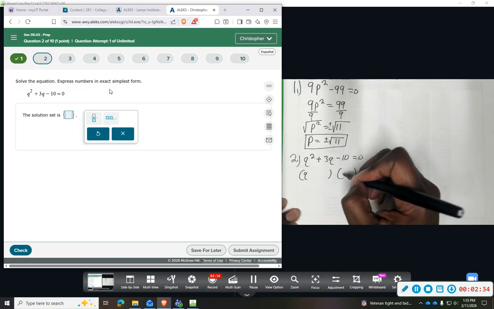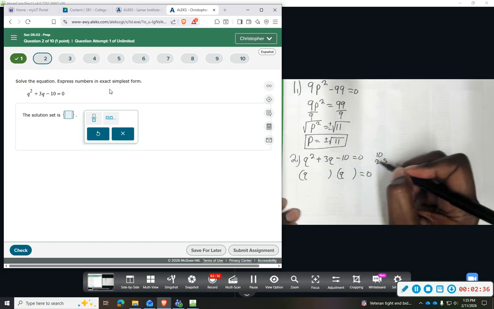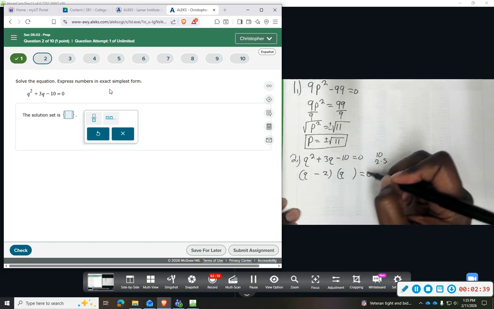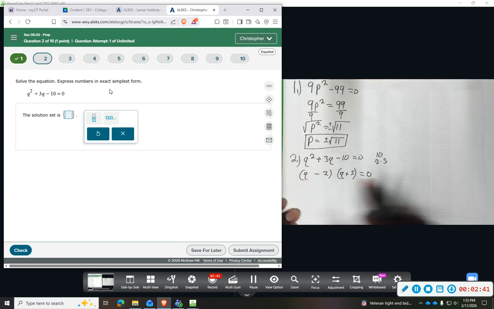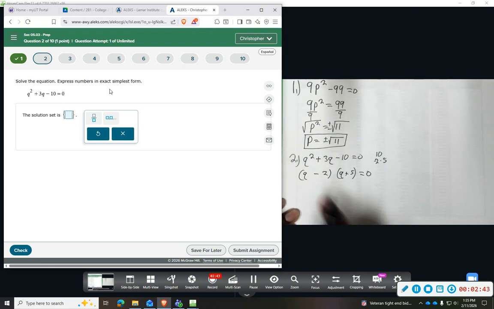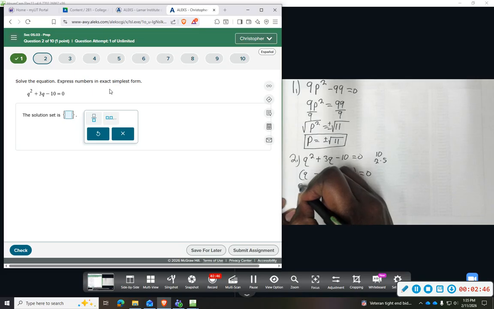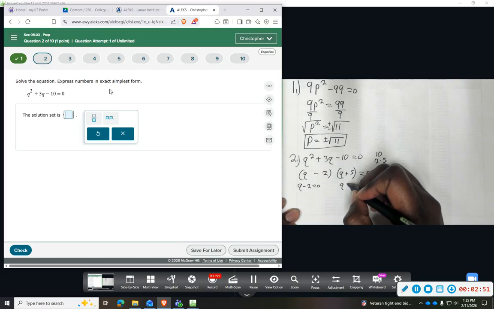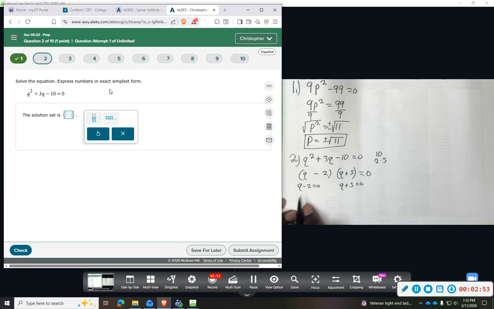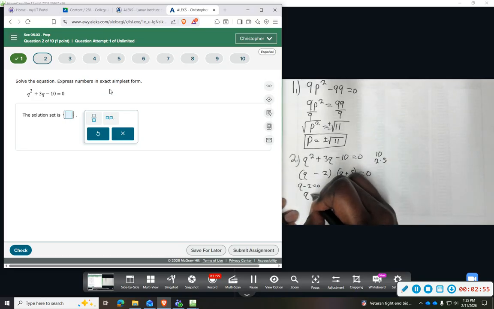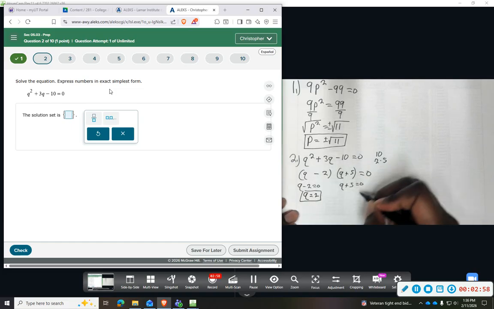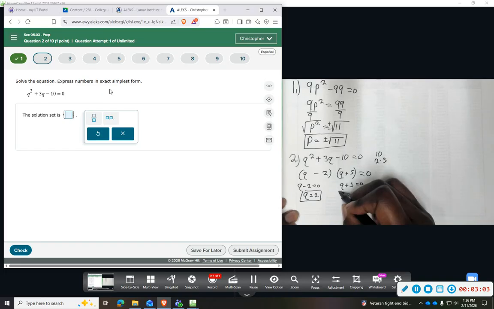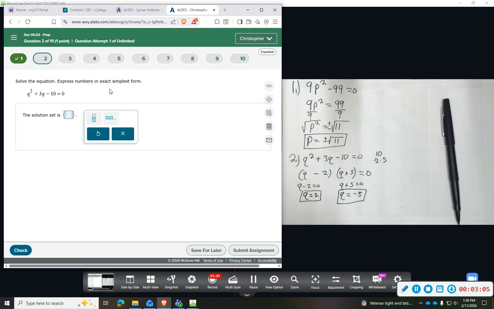Separate the q and then add the 2 and the 5, it's a minus 2 and a positive 5. And then we'll have our expression factored. I'll set each of these equal to 0. And we'll add 2, and we get q equals 2. And then we'll subtract 5, and we get q equals negative 5. So these will be our two solutions, our solution set for the quadratic equation.